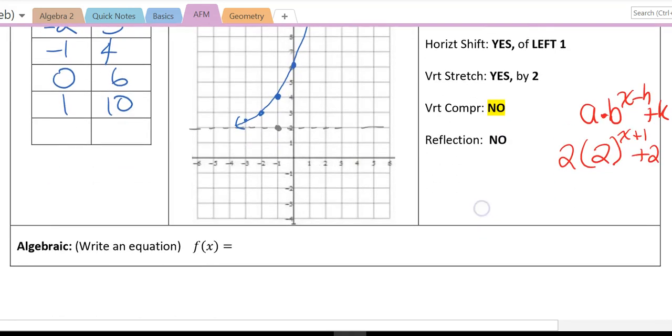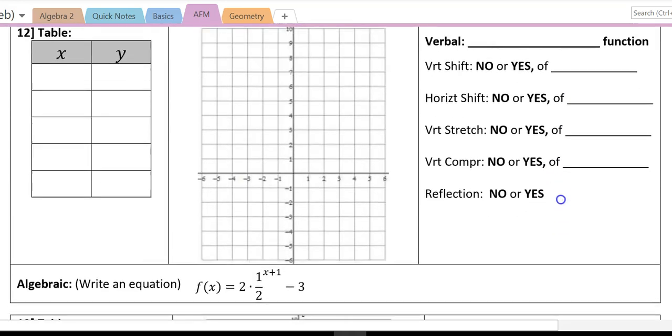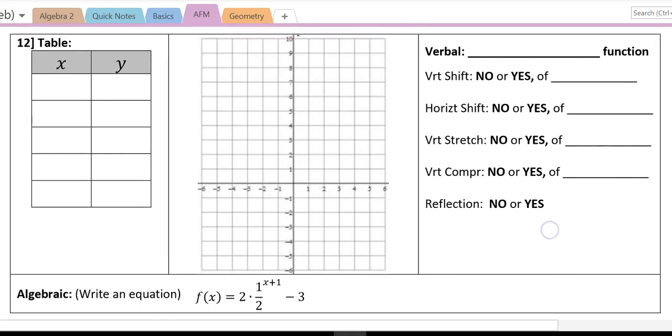And then we just write the equation, which I wrote to the right there. 2 times 2 to the x plus 1, plus 2. Okay, last page. So here we have the equation, 2 times a half. So then our A value is 2, our B value is a half, so decay.